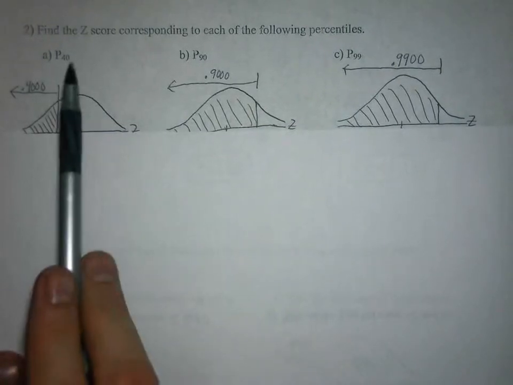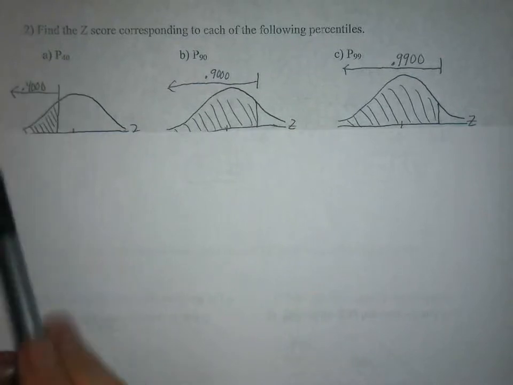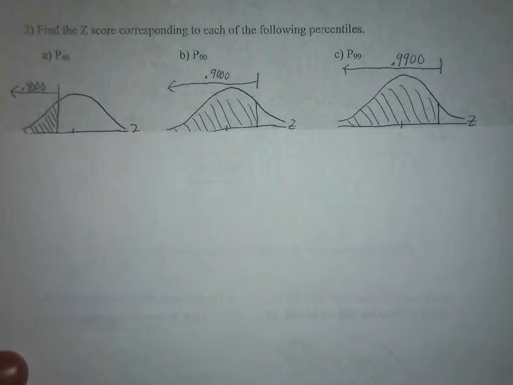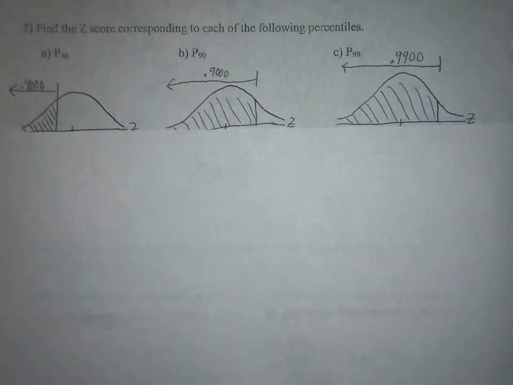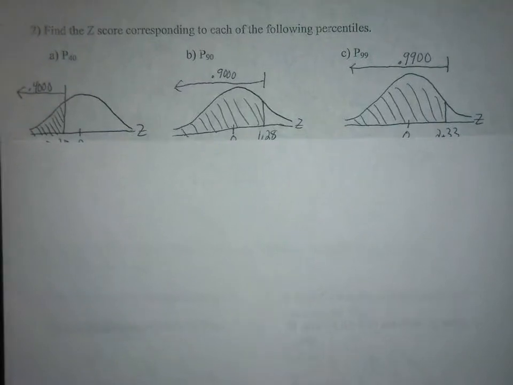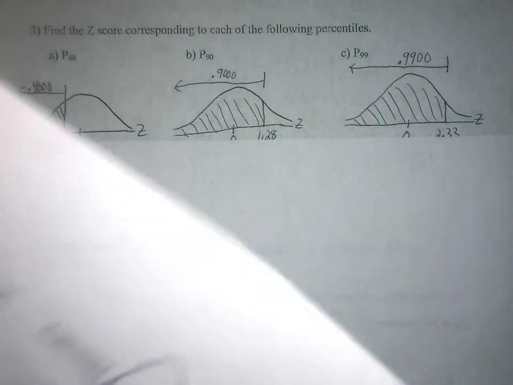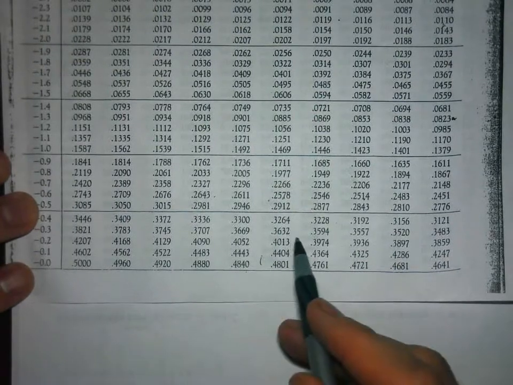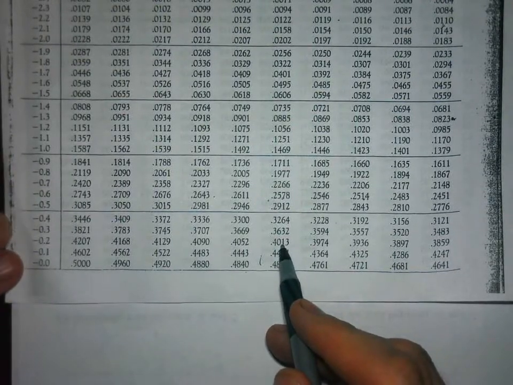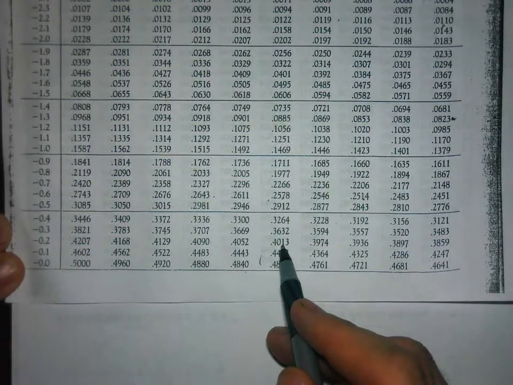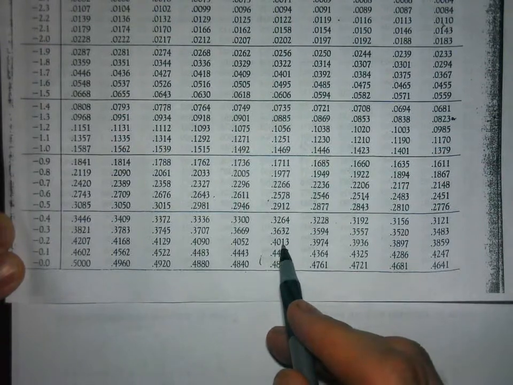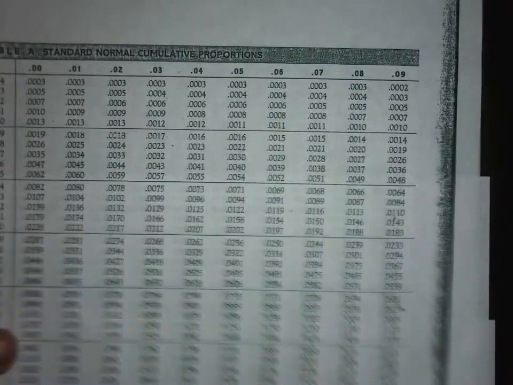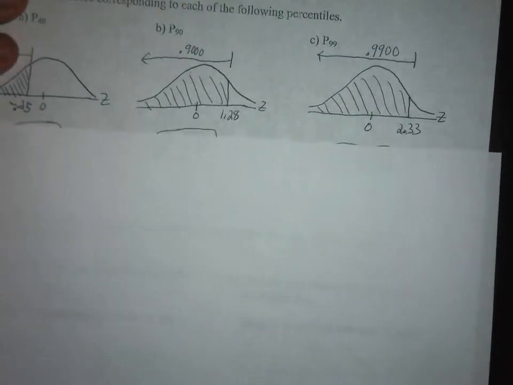Okay, so these percentile questions are really just a roundabout way or a trickier way of asking you to find the z-score that has a certain percentage to its left. So what z-score is 40% to its left? So when you look up 0.4000 in your table, 0.4000 is between 0.4013 and 0.3974, but it's closer to 0.4013. So that's negative 0.25. Okay, so the z-score that has 40% to its left is negative 0.25.